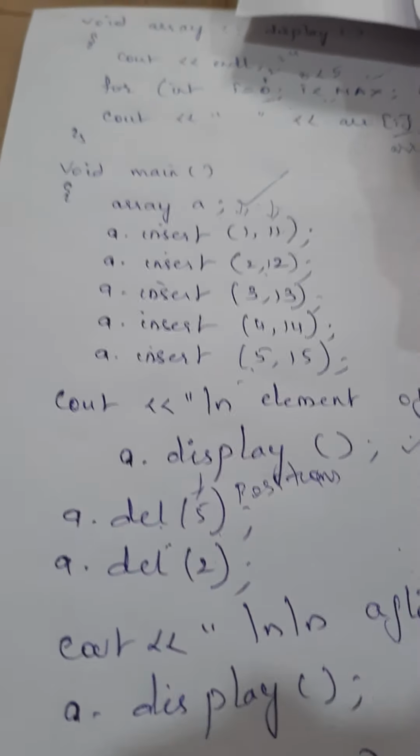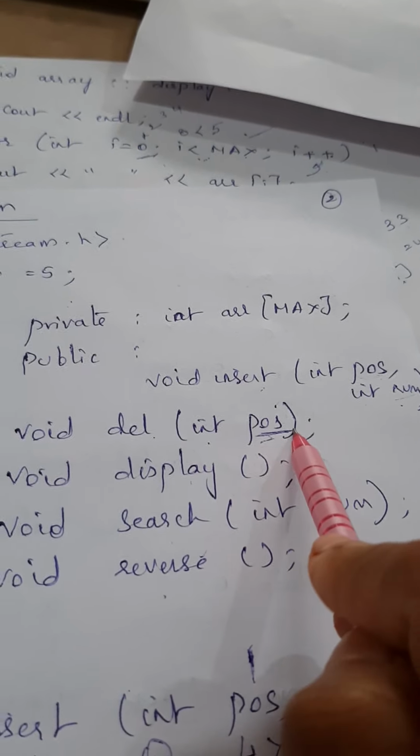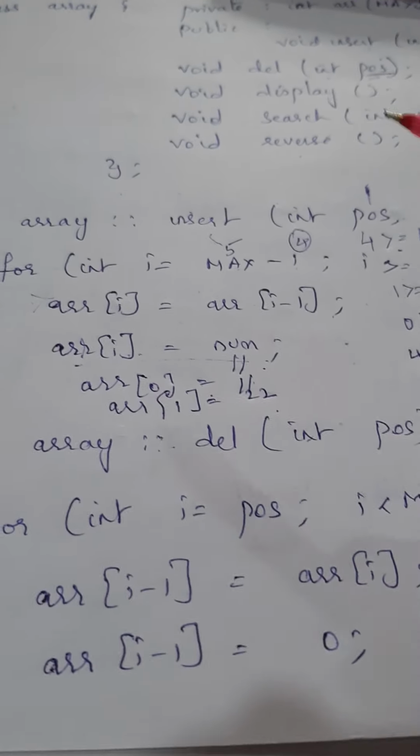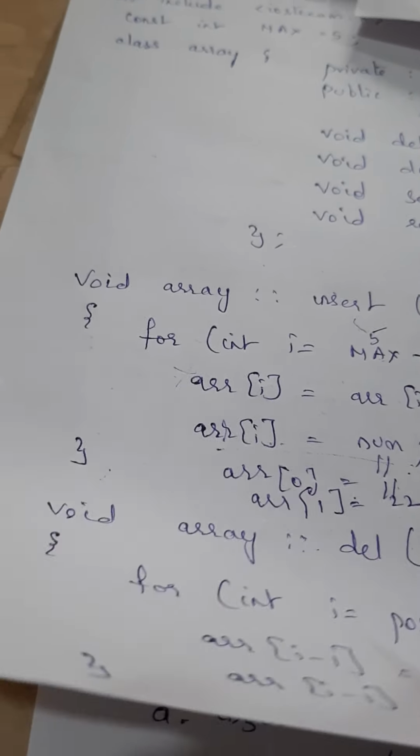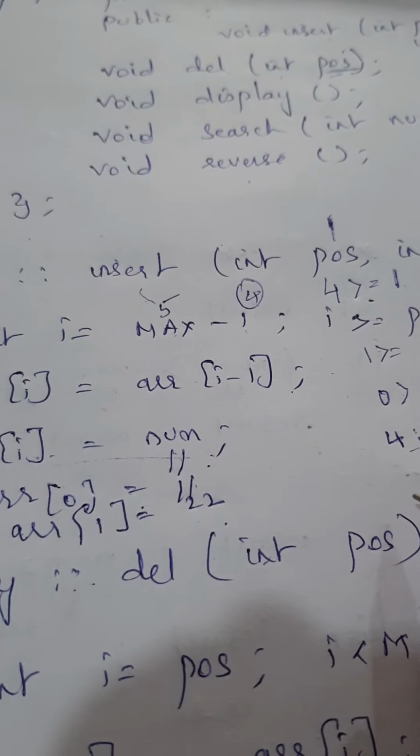Okay, now if you see the prototype of the function here, you are saying void delete int position. So you are passing the position, not the element, right? So when you see the delete function here, void array scope resolution operator delete int position. What is position here now? What position element you want to delete? You want to delete 5th position element. So you are passing 5 as the position to this particular element. So 5 is passed as a parameter to the position.